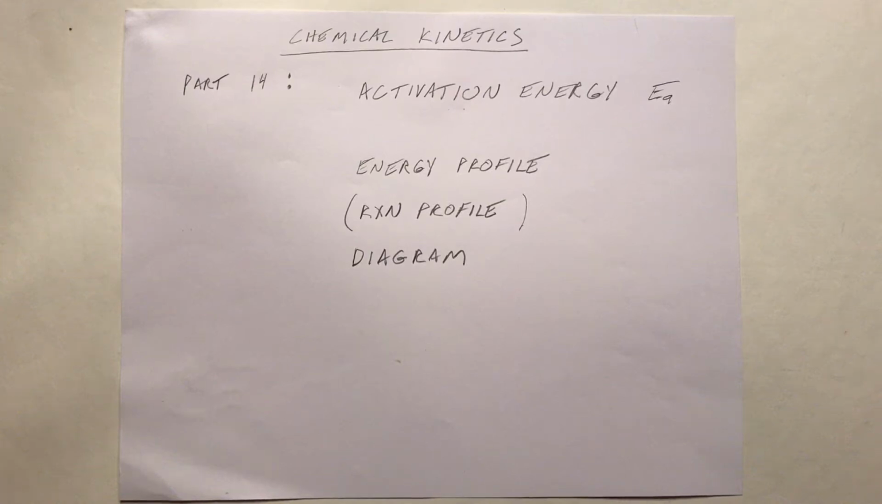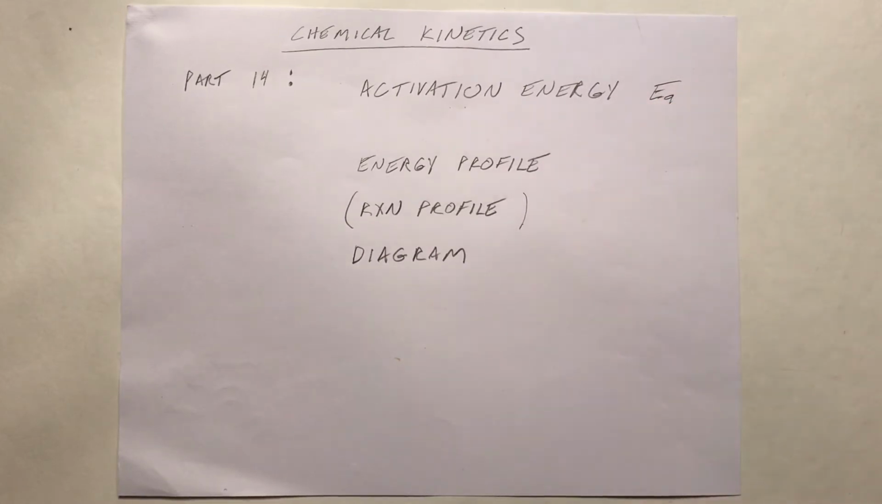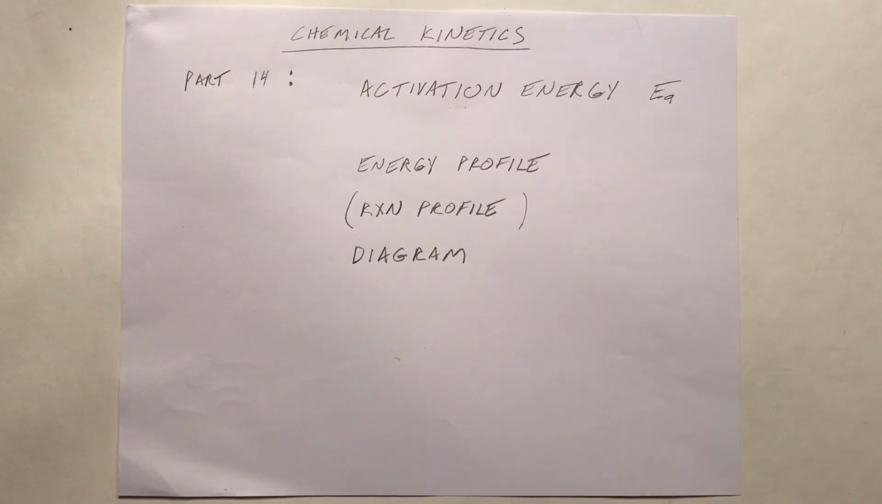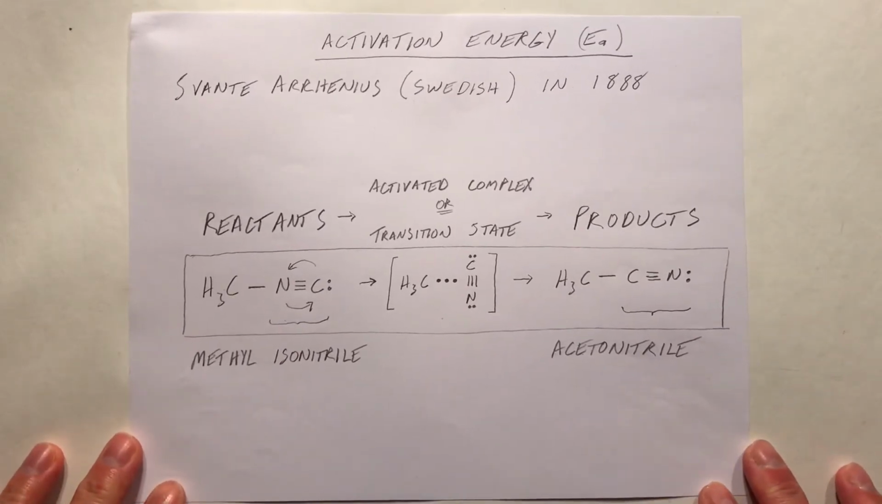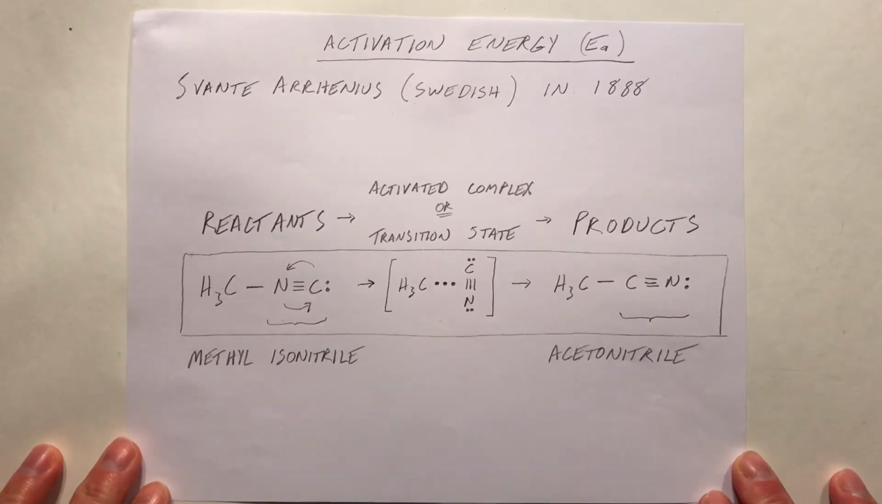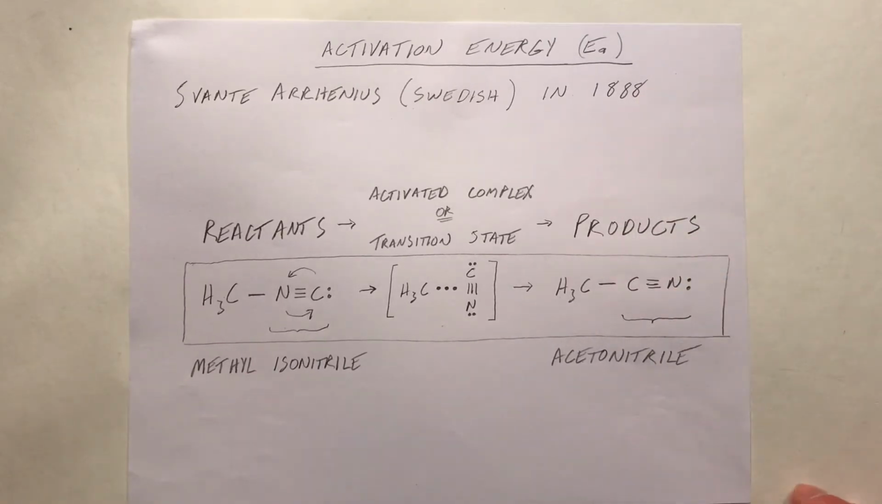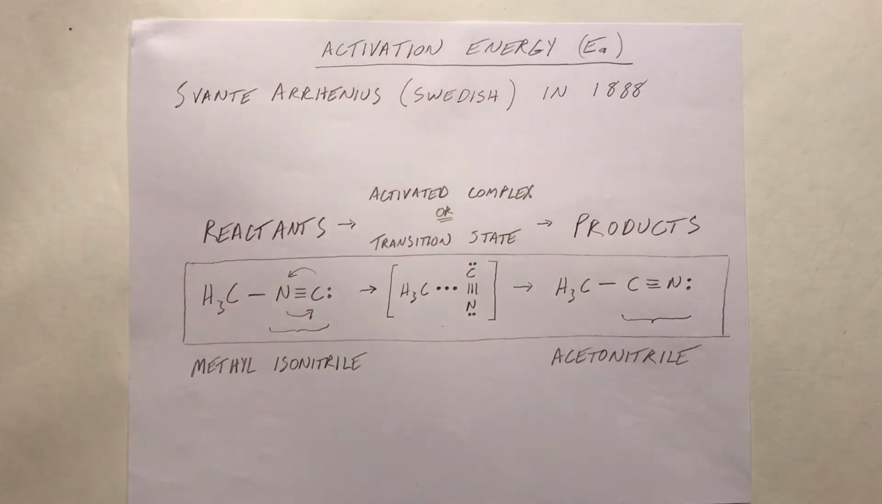Chemical Kinetics Part 14. Activation energy, symbolized with E subscript A, and energy profile or reaction profile diagrams. Activation energy is a concept that was first introduced in 1888 by a Swedish chemist with the name of Svante Arrhenius, one of the coolest names in chemistry.